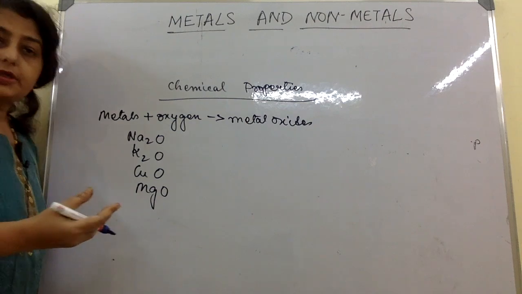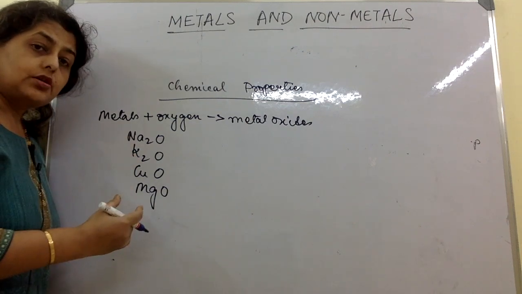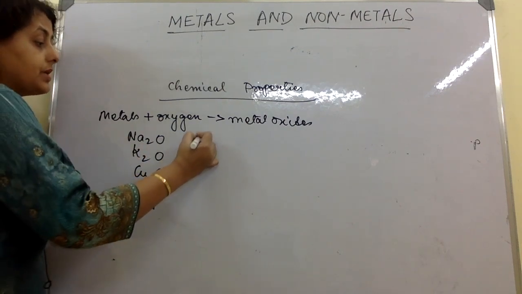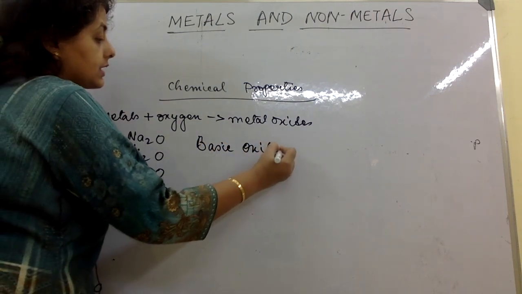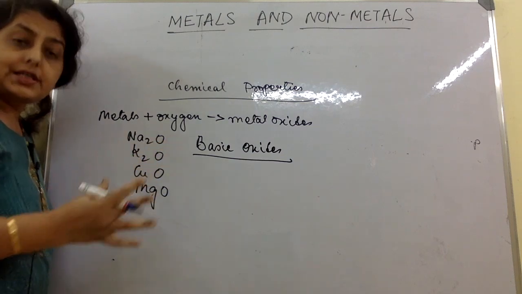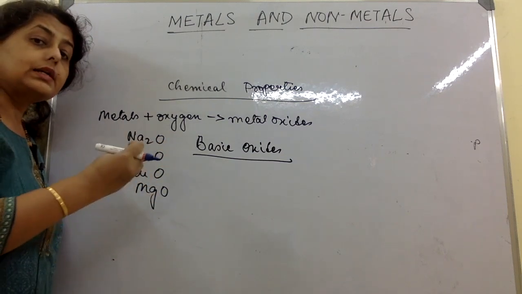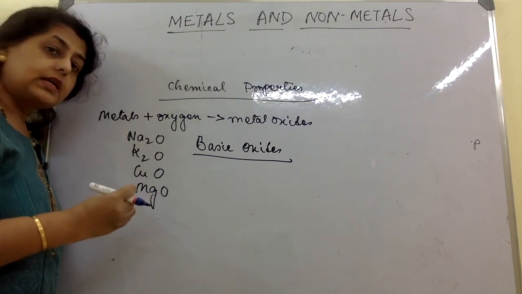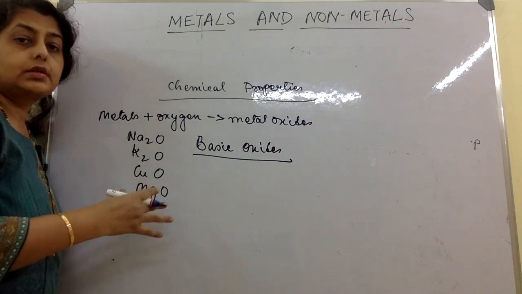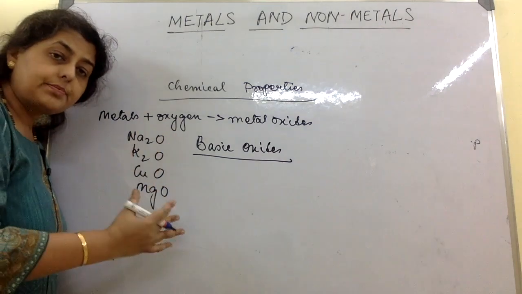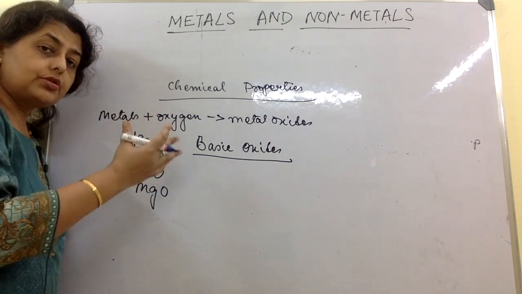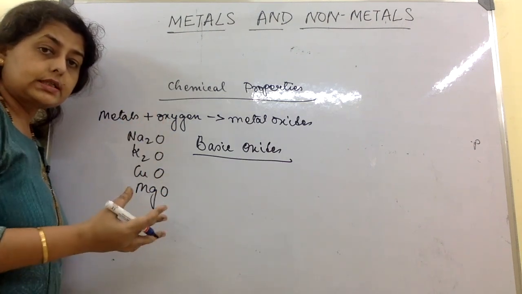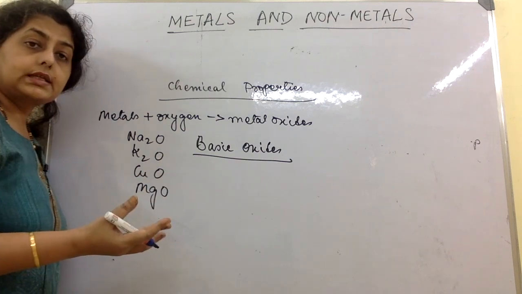Now, what are their properties? These metal oxides are also called basic oxides. Why are they called basic oxides? Because they are basic in nature. That means with acids they will behave as a base. So you have to remember that metals with oxygen form metal oxides, which are basic in nature.